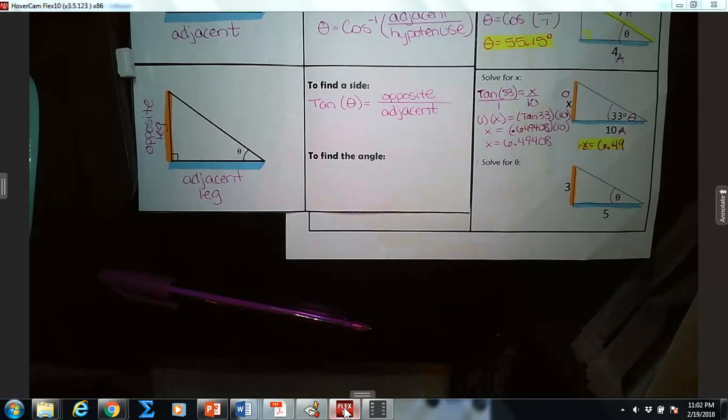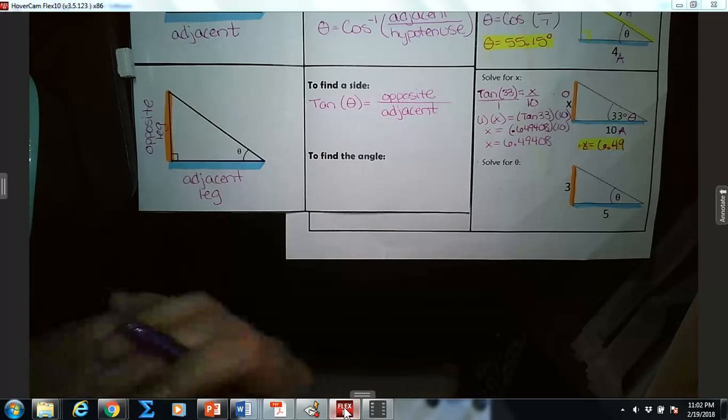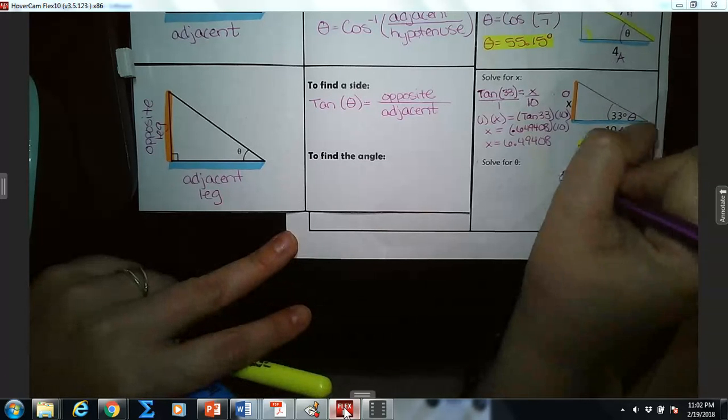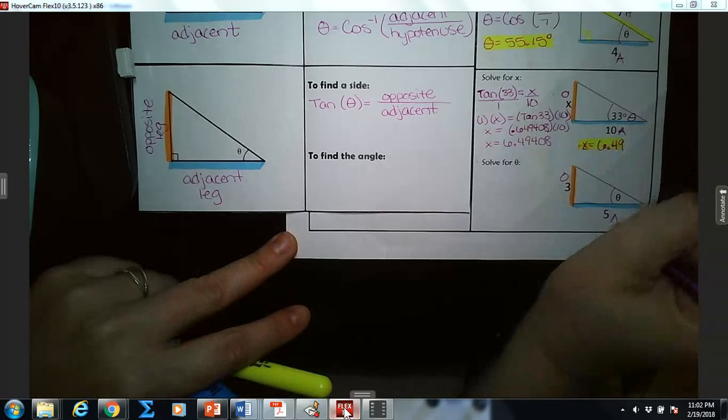One final example to go. Thank you so much for hanging with me. I know this is new and I know it's difficult, so keep working on it with me here. Final piece. What if we're trying to find an angle when given the opposite side and the adjacent side?